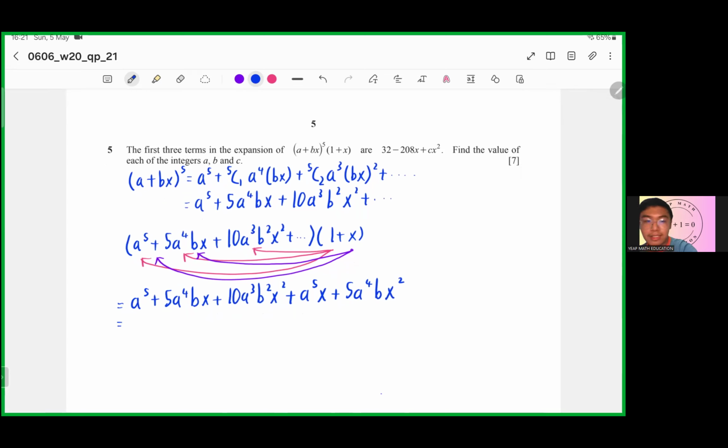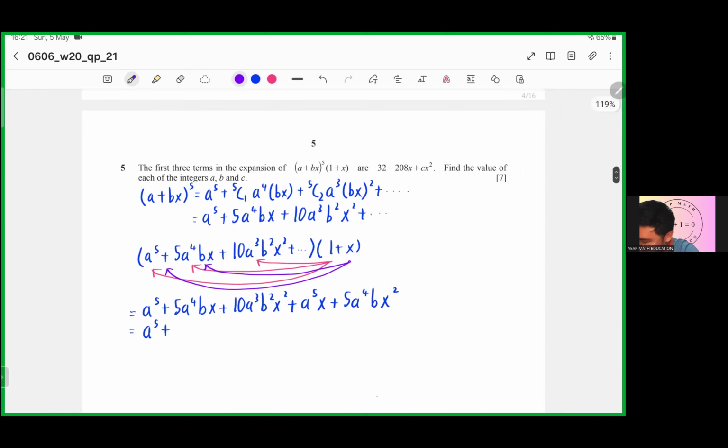So now what we need to do is arrange. a to the 5 plus, you see the x, and then this is x squared: 5a to the 4 b plus a to the 5 x, plus bracket a cubed b squared plus 5a to the 4 b, x squared. I hope you guys can understand this part.